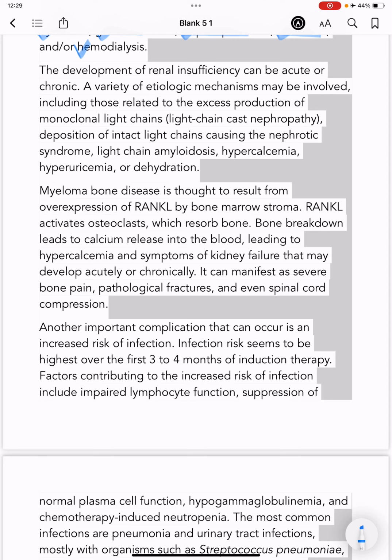When we come to the development of renal insufficiency, this can be acute or chronic. What is the cause of renal insufficiency? Many etiological mechanisms are involved.